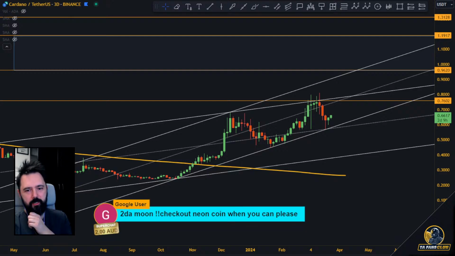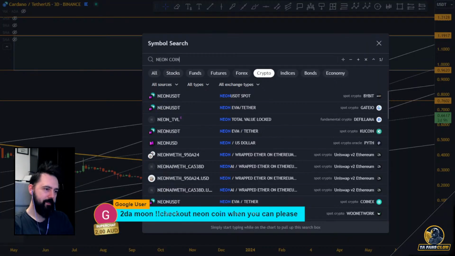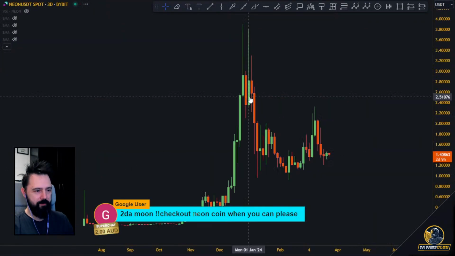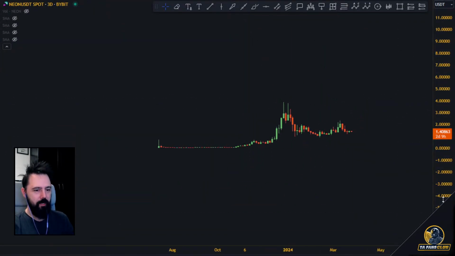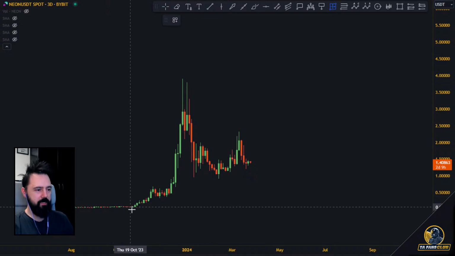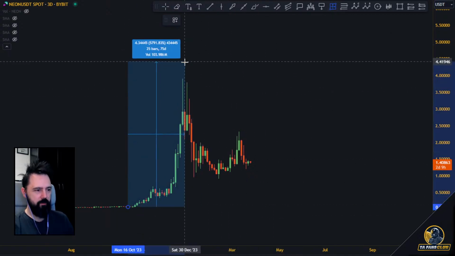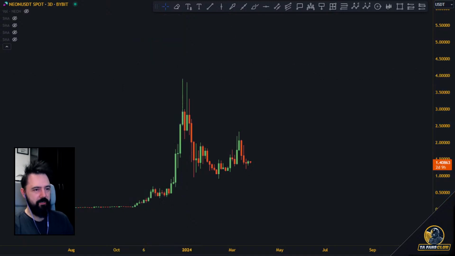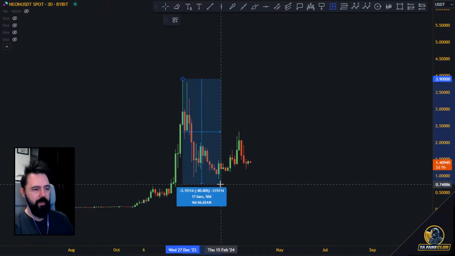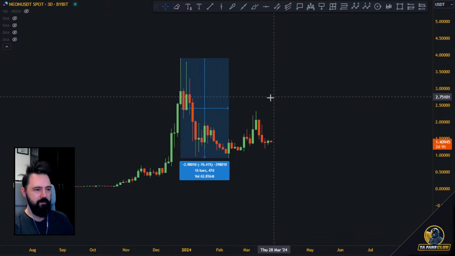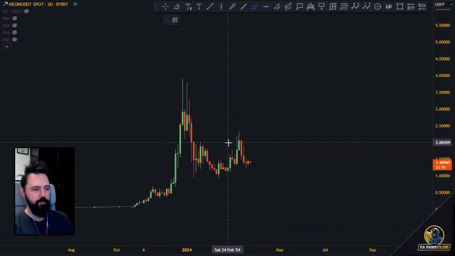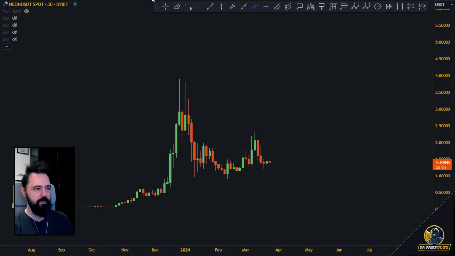Check out Neon Coin when you can, please. $2. Google user. There's so many Google users. Neon Coin. Neon. Bybit. GTI. How much has this actually pulled back? I'm guessing this thing over here did something like 10-20x, just by looking at the picture over here. 50x! Pullback 76%. You get a pivot point over here, which is actually very, very nice. So you can actually draw the lines.